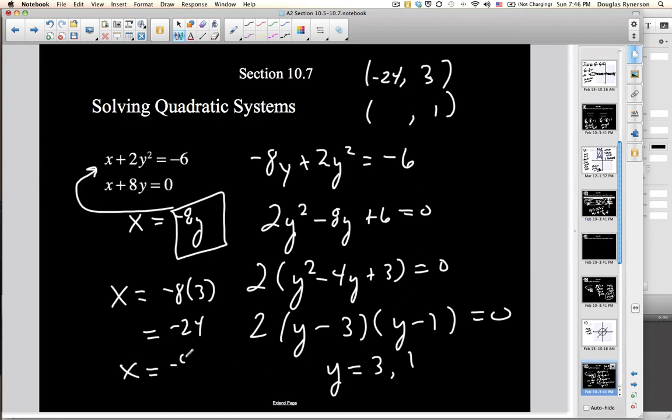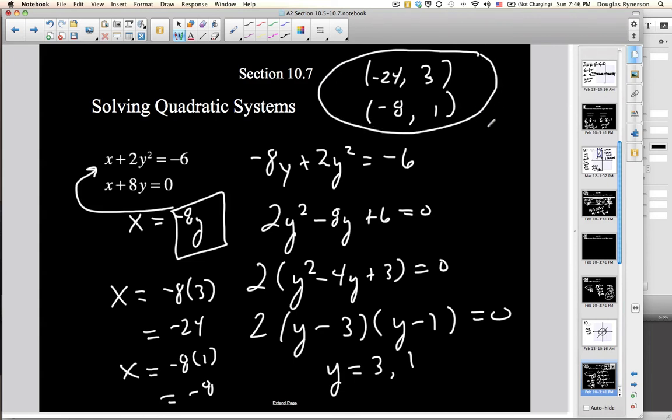And x would be equal to negative 8 times 1 when y was equal to 1, so that would just be negative 8. And here are my solutions. Make sure to keep close track when you're plugging the different values of y in, to make sure that your y values and your x values end up paired in the correct ordered pair.